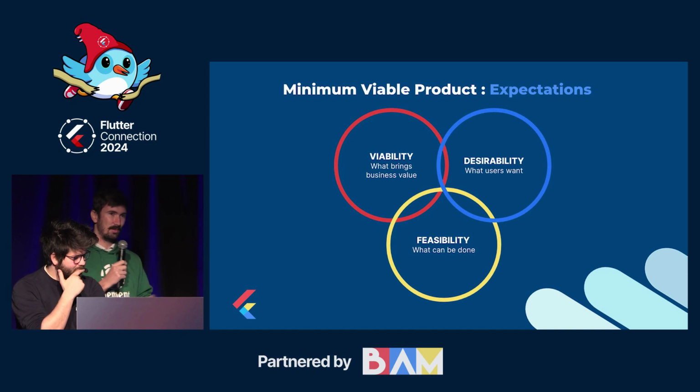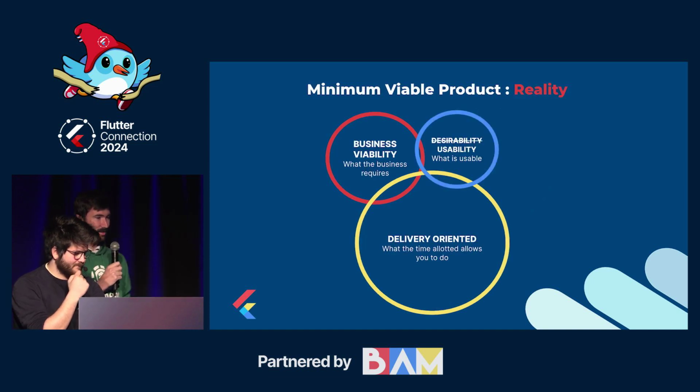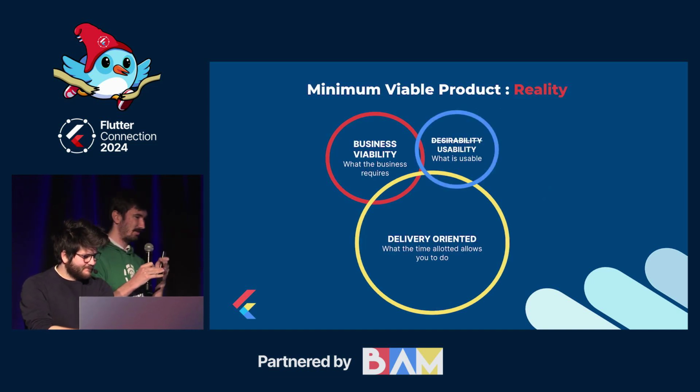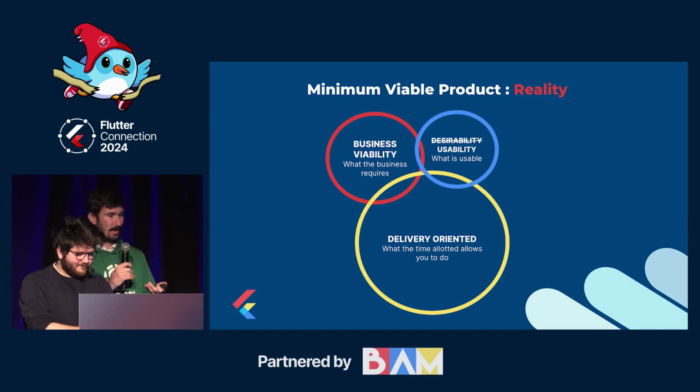And this is our expectation of this minimum viable product. Everything is round, square, and everything is beautiful. But in reality, this is not what we really see. The features are really more delivery oriented, and the viability becomes business viability only.